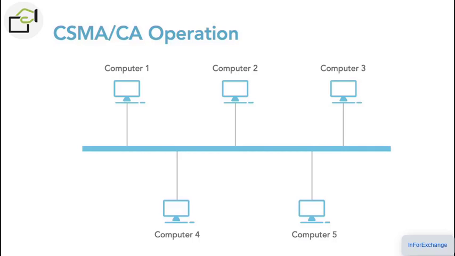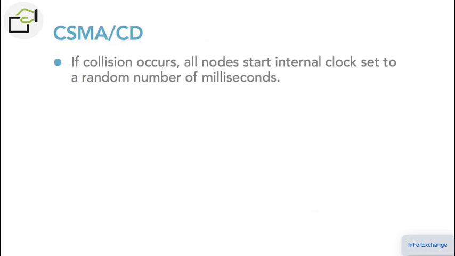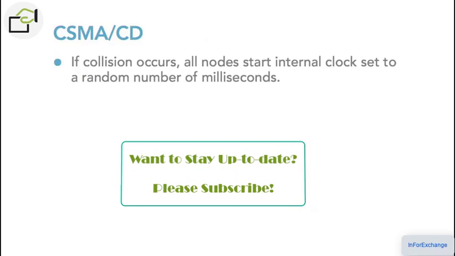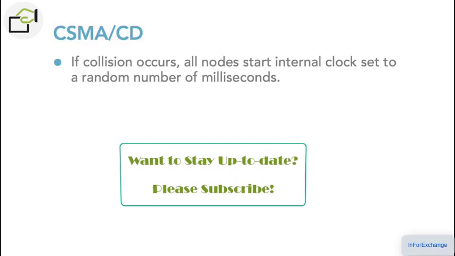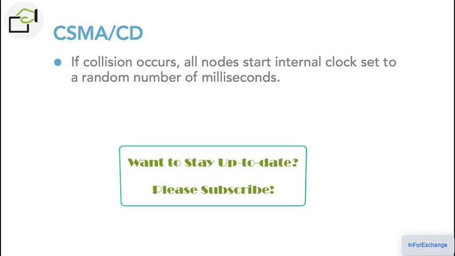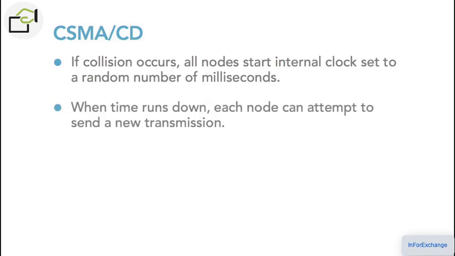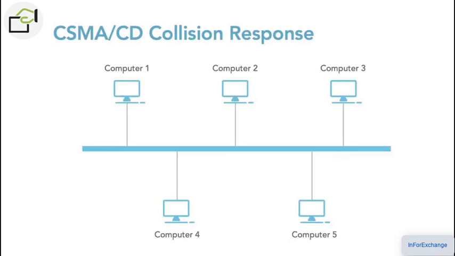But if a collision does occur, then all the nodes on the network will hear it and they will start their internal clock set to a random number of milliseconds. Once the clock on a specific node or computer runs down to 0, then that particular node or computer will attempt to send a packet again. This diagram here illustrates what happened.